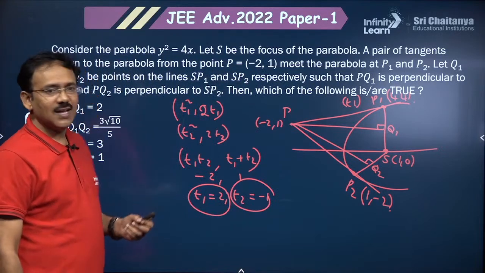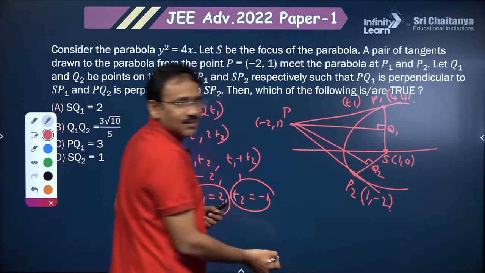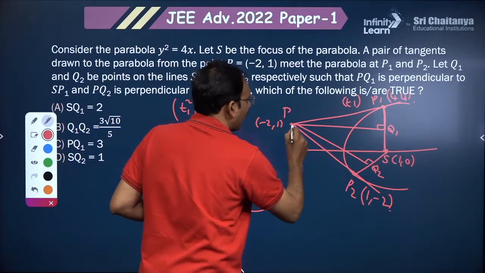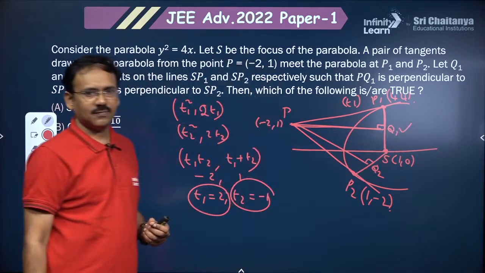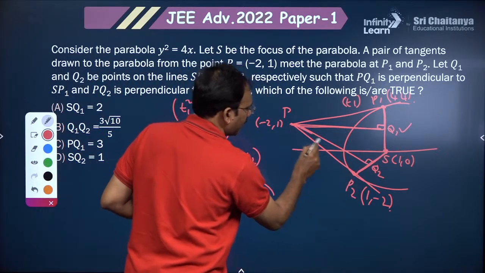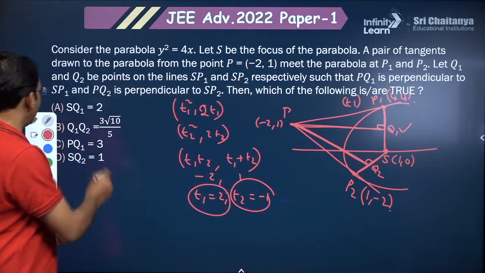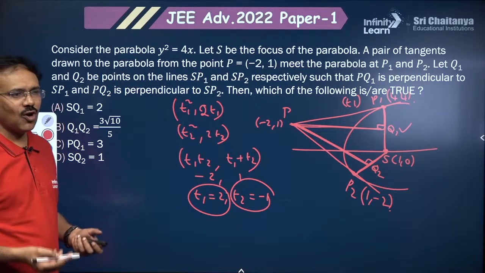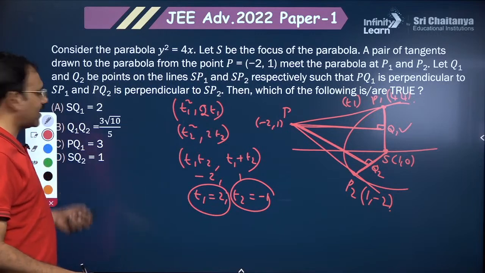Once you know this, can't you find the foot of the perpendicular of P onto this line? You know both the points, find the line PS and find the foot of the perpendicular of P onto this, from which you will get Q1. Now find the line SP2, find the foot of the perpendicular of P onto this line, you will get Q2. Now the total data is available, you can find SQ1, Q1Q2, PQ1, SQ2, all the data you can find, and you are going to get the answer accordingly.